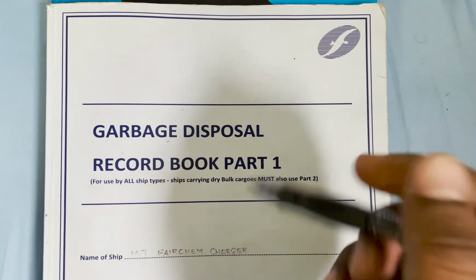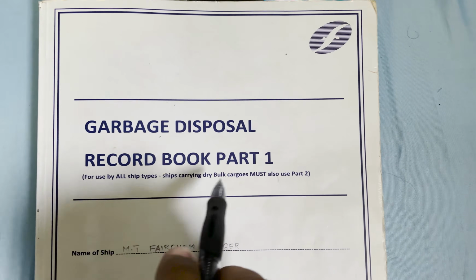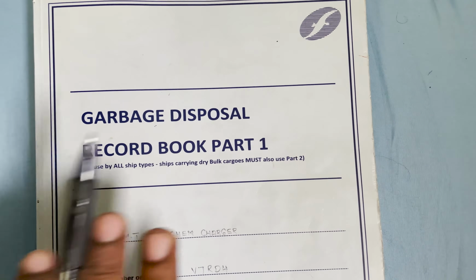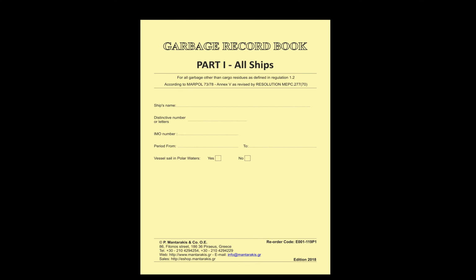So hello guys, welcome. This video is about how to make entries in your garbage record book. A garbage record book is divided into two parts, part 1 and part 2. While part 1 is applicable to all ships, part 2 is only applicable to dry bulk cargo ships. In this video we are only going to talk about part 1, which is applicable to all ships.